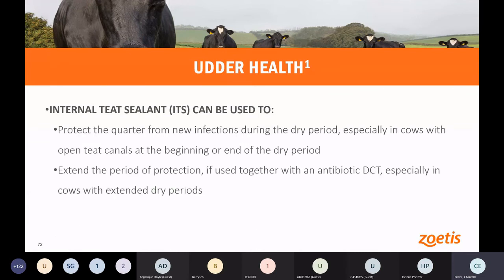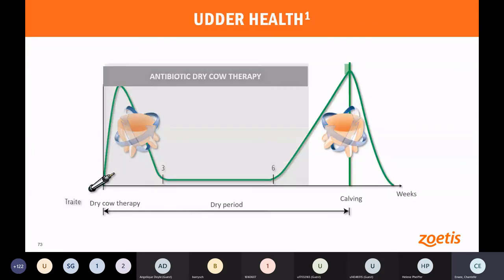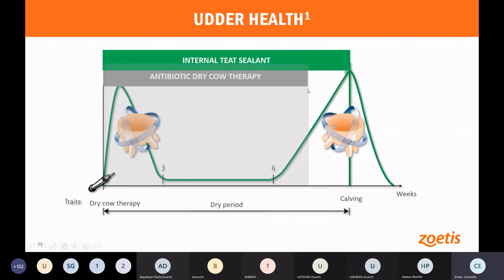Teat sealants are very effective to protect that quarter from new environmental bacteria entering into that udder. And also, like I said previously, with some of your antibiotic dry cow therapies, the levels might start dropping below the MIC, and sometimes then that leaves that udder vulnerable in the last few weeks or days of the dry period. And that is where the internal teat sealant will also come into play and keep that udder protected.